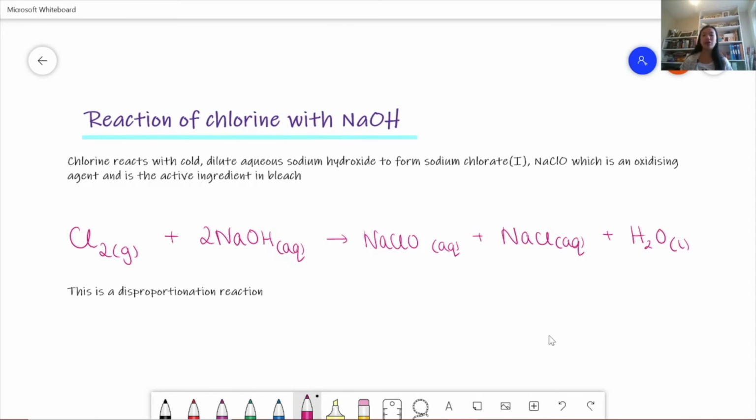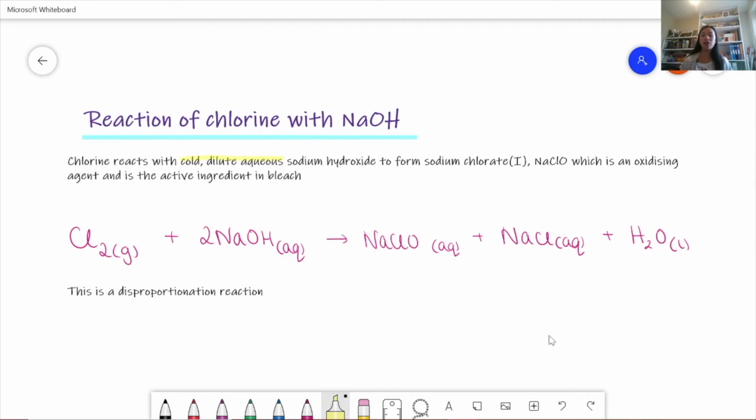So chlorine reacts with cold dilute aqueous sodium hydroxide to form sodium chlorate, which is NaClO. And this is an oxidizing agent, so it kills bacteria by oxidation, and it is the active ingredient in bleach. So the thing you need to remember is that it has to be cold, dilute, and aqueous sodium hydroxide.